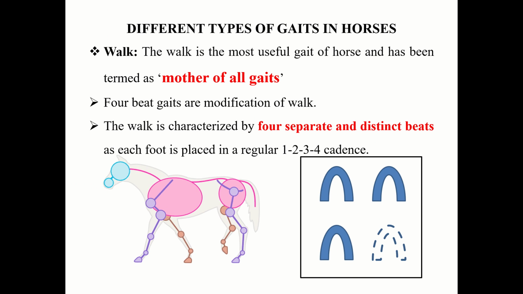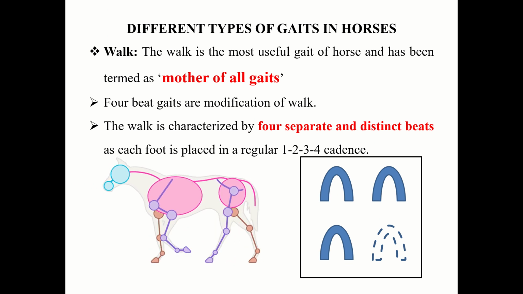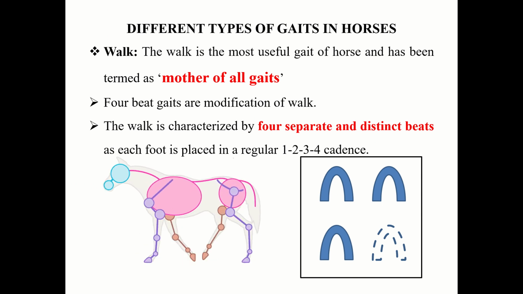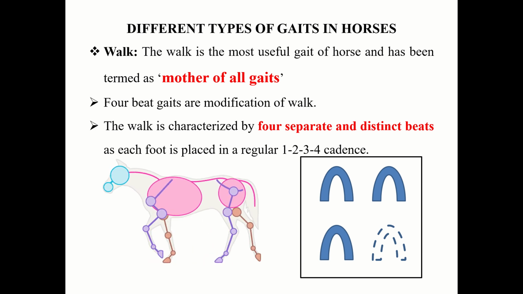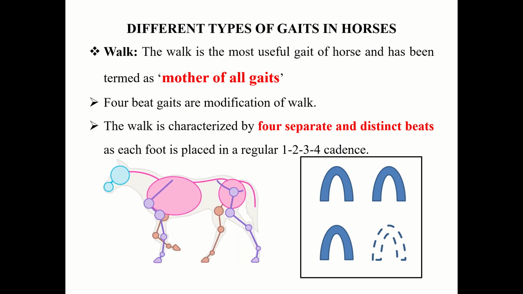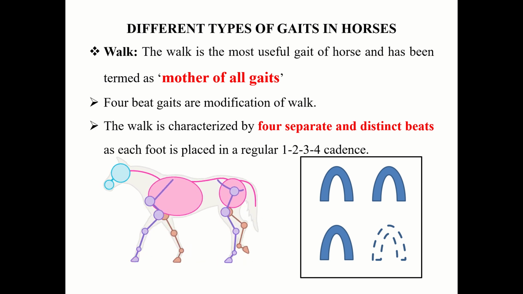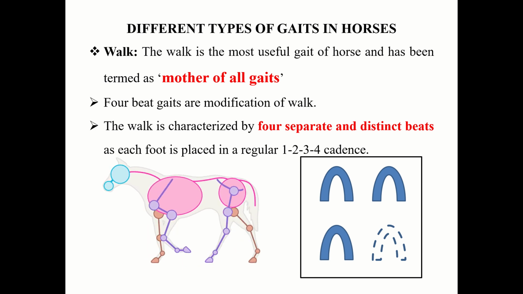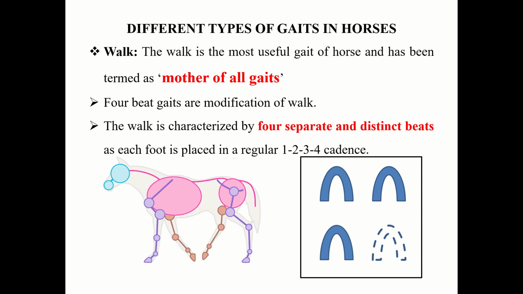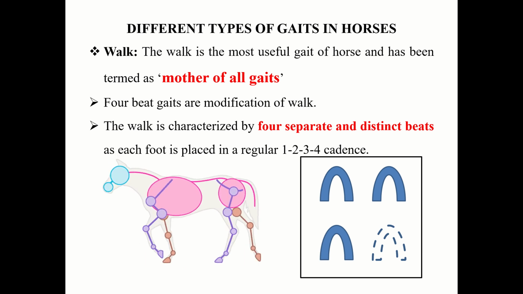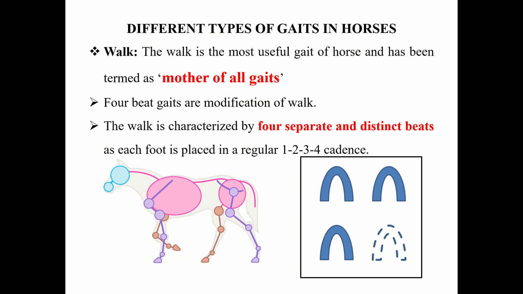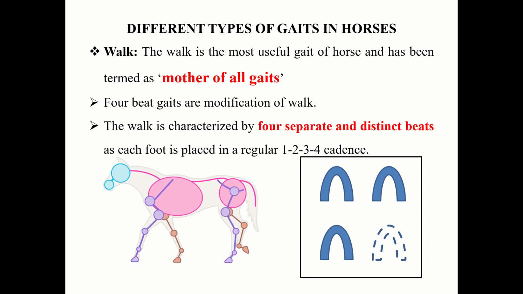As we know, the walk is the most useful gait of the horse, and it has been termed the mother of all the gaits. It is a 4-beat gait, and the walk is characterized by four separate and distinct beats, and each foot is placed in a regular 1 2 3 4 cadence.